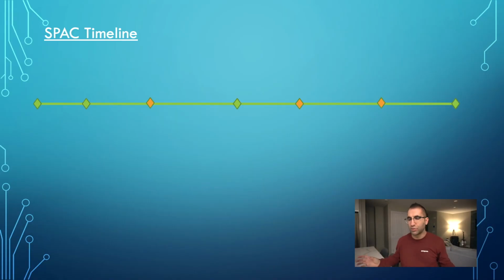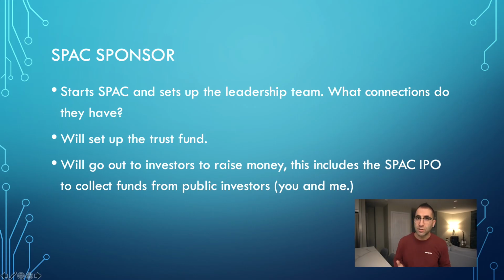Okay, the way I'm going to explain how a SPAC works is I'm going to put up a timeline to go through the different important events of a SPAC. So the first thing you have to start off with is the SPAC sponsor. The manager of a SPAC is called a sponsor. And the sponsor may set up a leadership team or a steering committee for the SPAC to guide the SPAC towards a goal of merging with a certain business.